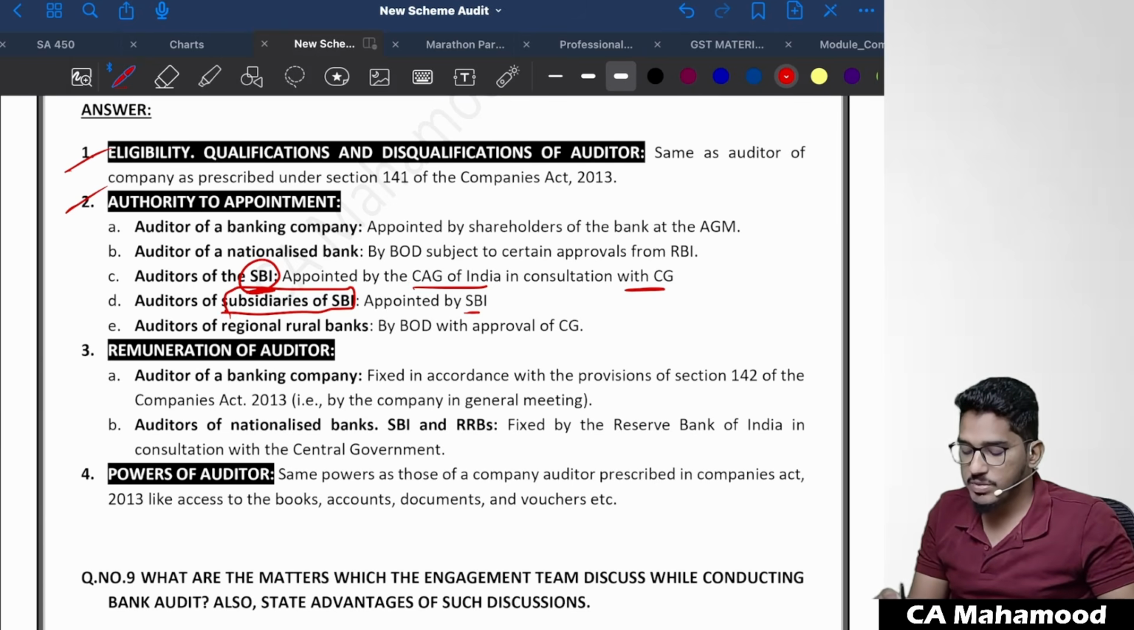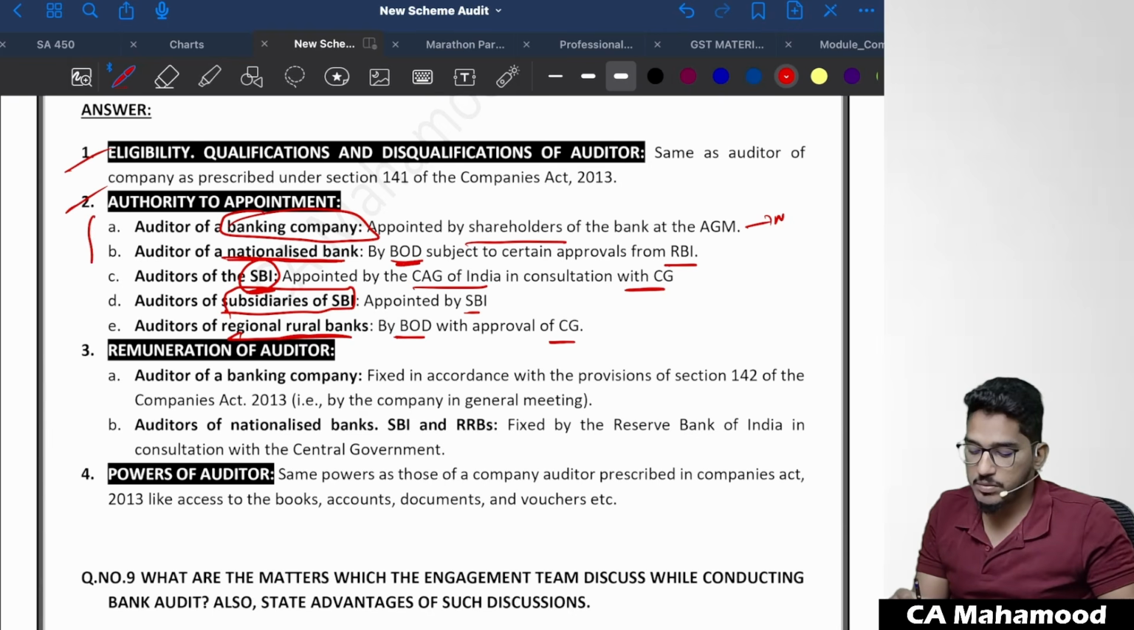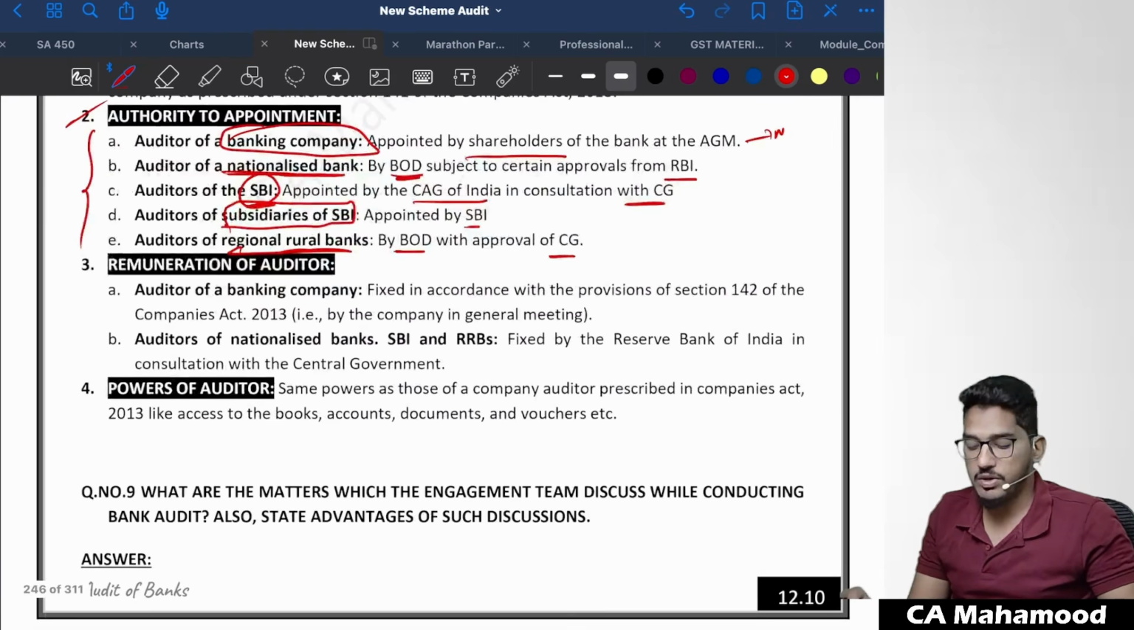In case of other than SBI, whatever other nationalized banks are there, in those cases, the board of directors will make an appointment, but after getting approval from RBI. Similarly, in case of RRBs also, the board of directors will make an appointment after getting approval of the central government. Apart from this, whatever other banking companies are there, like ICICI Bank, Axis Bank, in all those cases, the shareholders will appoint the auditors at the AGM. Nothing but normal Companies Act provisions will become applicable. So these are the people who have the power to make an appointment of auditors of bank.